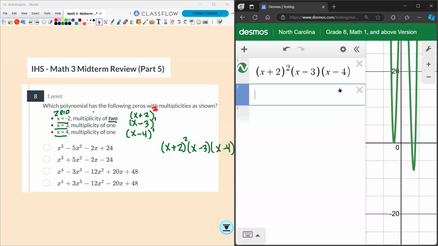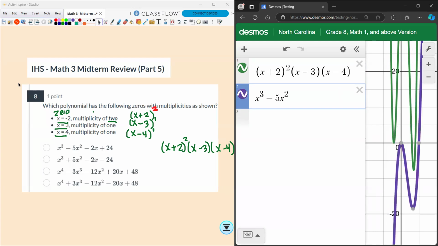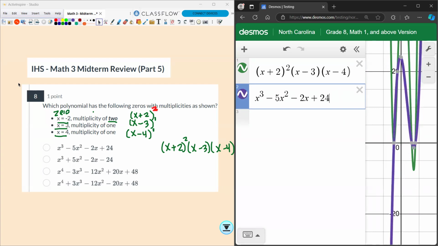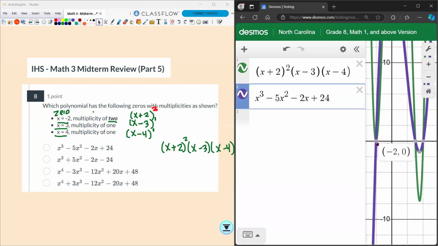Now, if you don't want to multiply all those out, you're going to have to go into your answer choices and find the one that gives you that same graph. So you can do that by typing all those in. You can say x to the third power minus 5x squared minus 2x plus 24. And if you look at it, it crosses at the same zeros, but the problem is that this one here doesn't have multiplicities other than 1. It doesn't have a max or min at that x-axis. So while those give you the correct zeros, it's not the correct graph.